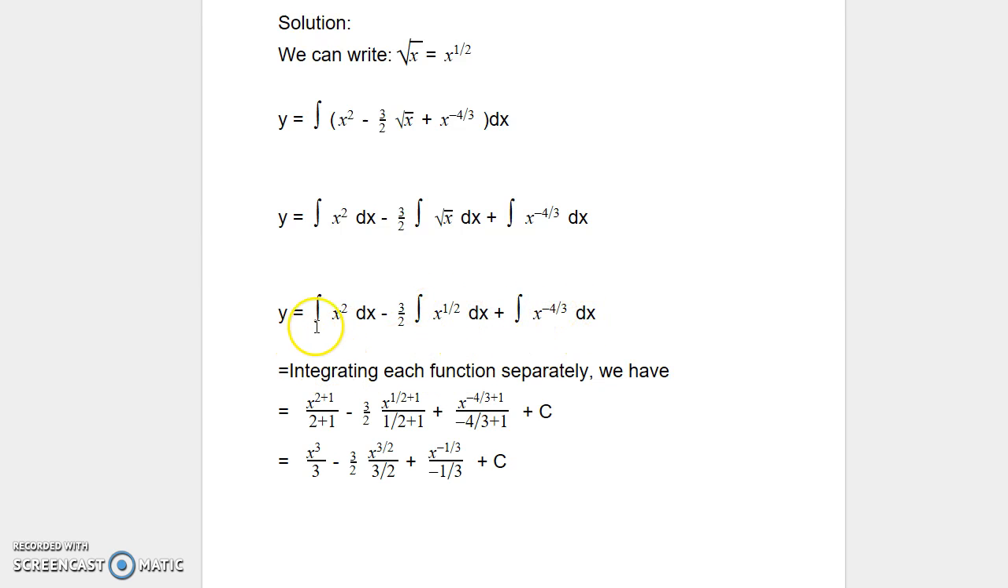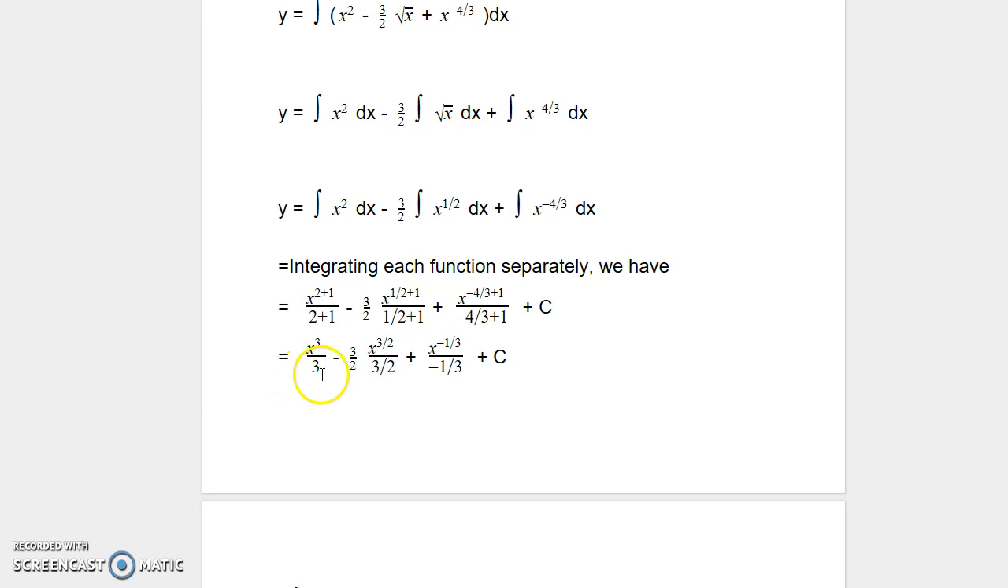So integral x squared dx, when we integrate that using the power rule, it simplifies as shown here. X to the power of 2 plus 1 divided by 2 plus 1, minus 3 over 2 on the side. Integral x to the power of half dx we can write as x to the power of 1 half plus 1, the whole thing divided by 1 half plus 1, plus integral x to the power of negative 4 over 3 dx. When we simplify that using the power rule, we can write it out as shown here. X to the power of minus 4 over 3 plus 1 divided by minus 4 over 3 plus 1 plus c. C is the constant of integration.